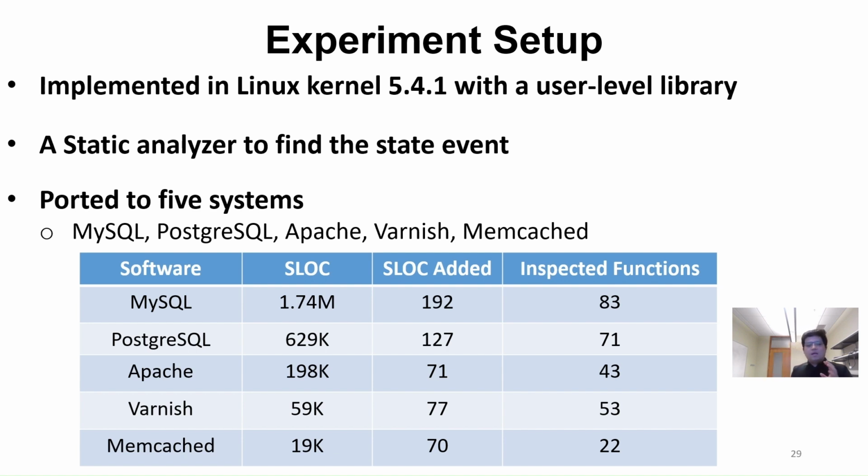pBox is evaluated on 5 popular systems. Each one has hundreds of thousands of lines of code, and as you can see, we only add less than 200 lines of code for each system, which is a very small amount of manual effort. The last column shows the number of functions we inspect for each application if we insert the code manually. This number can be greatly reduced by our static analysis.